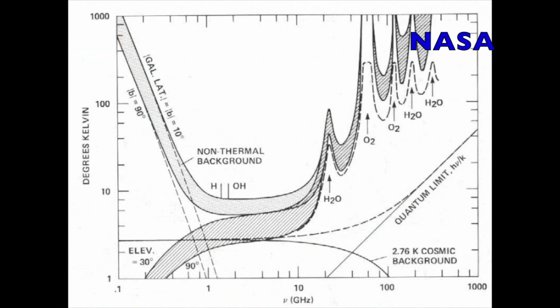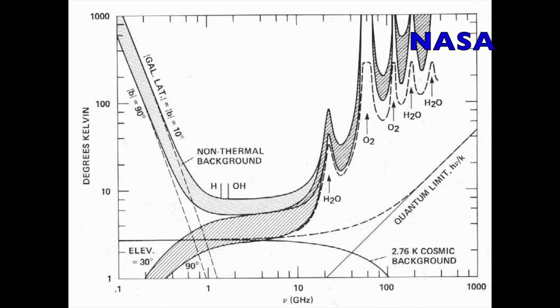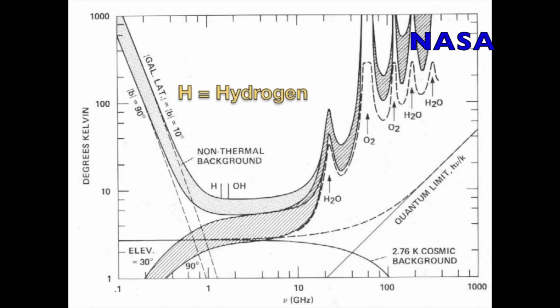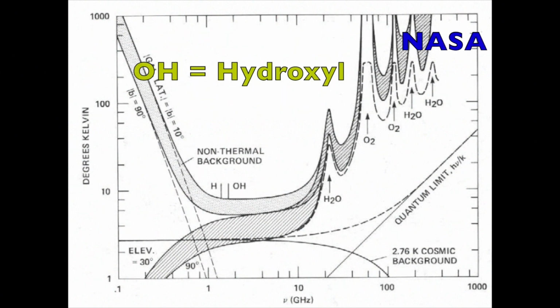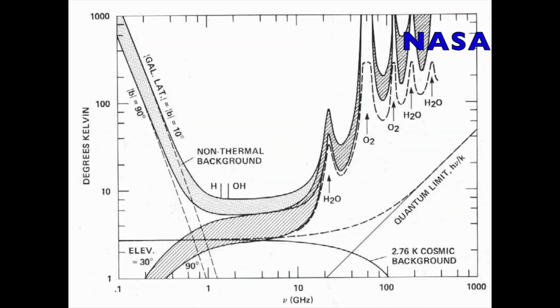The vertical tick marks in the trough labeled H and OH are of special interest. H is the symbol for hydrogen, the lightest and most abundant chemical element in the universe. O is the symbol for oxygen, something we constantly need. OH is the symbol for the hydroxyl molecule. The tick marks indicate the frequencies at which hydrogen and the hydroxyl molecule radiate in interstellar gas.